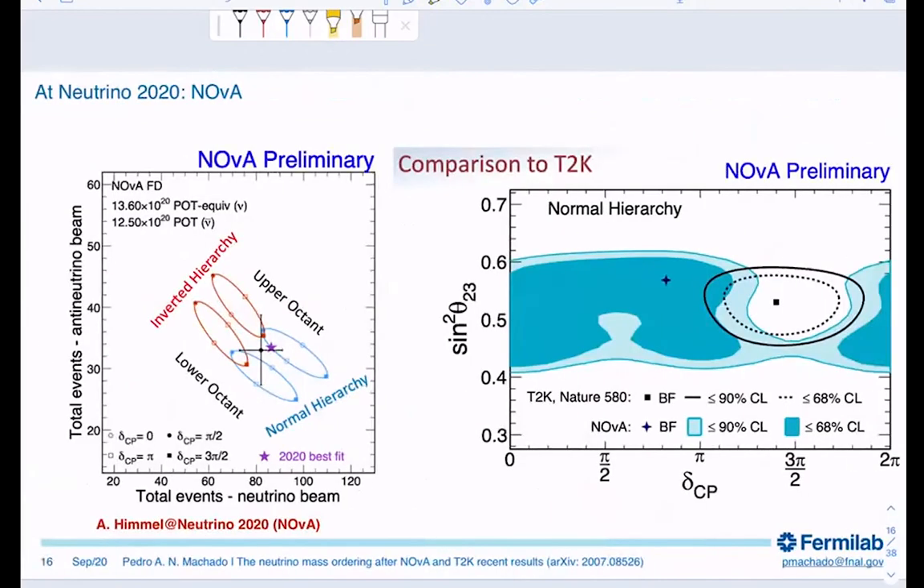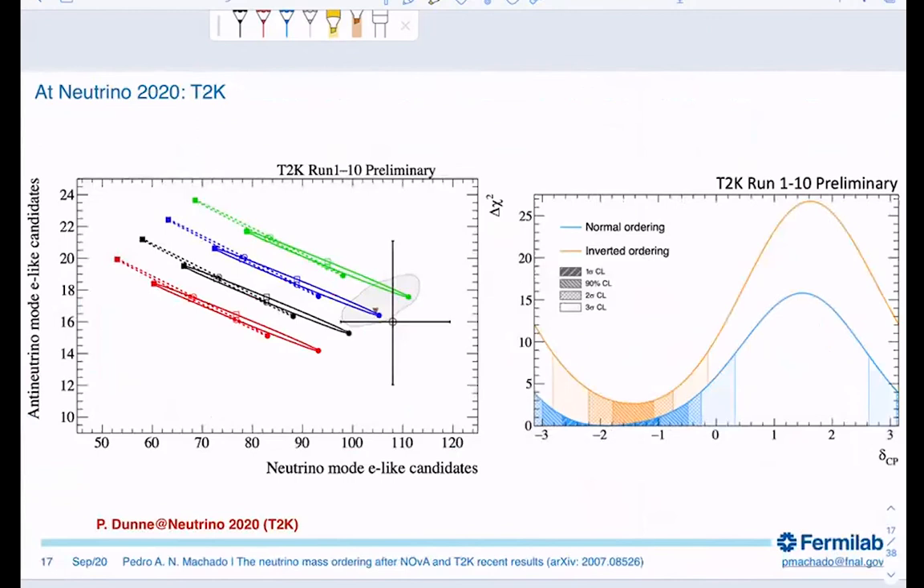But for T2K, the data point moved much closer to the standard model. I'm terrible at drawing this, I apologize. Much closer to what is allowed by the standard model. And the important thing to note is the following: in T2K, if you look at the normal ordering fit, the preference of T2K is for minus pi over 2, right? So this is minus pi over 2, which is also 3 pi over 2.